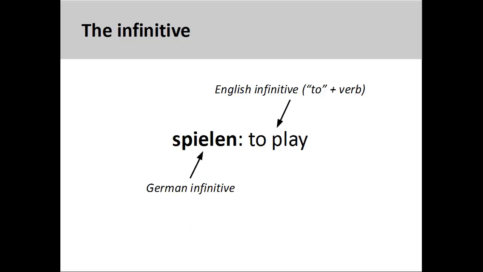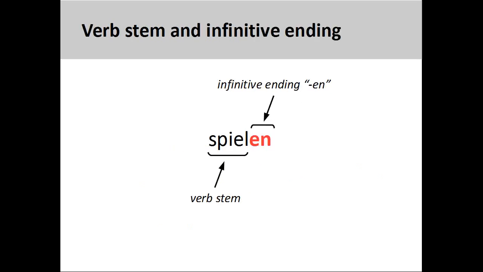You will note that English uses to with a verb to form the infinitive, but German does not do this. Instead, German has an infinitive ending, which is attached to the verb stem to form the infinitive. Here, the infinitive ending en is attached to the verb stem spiel to produce spielen, to play.